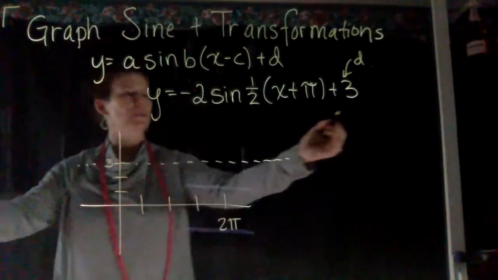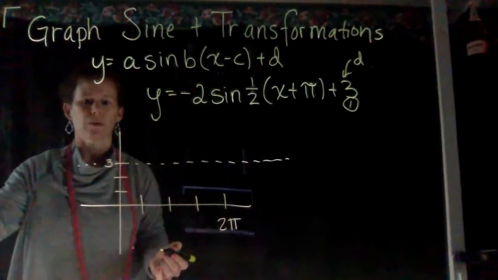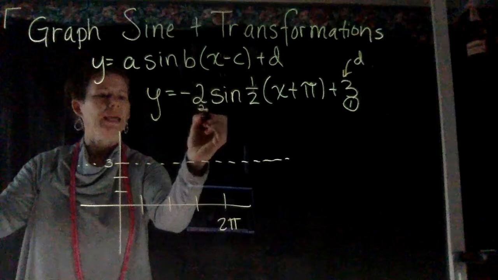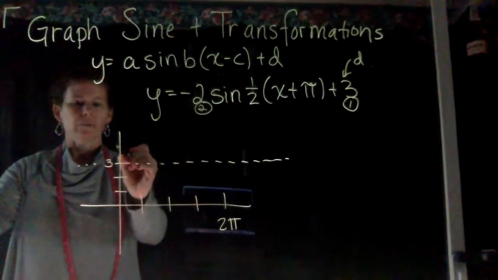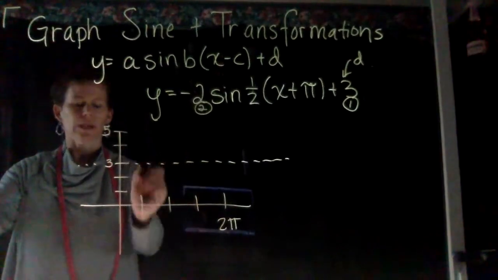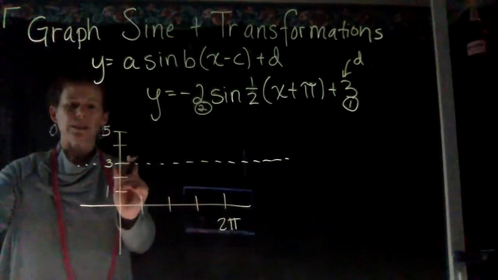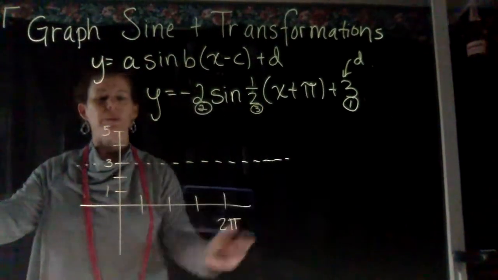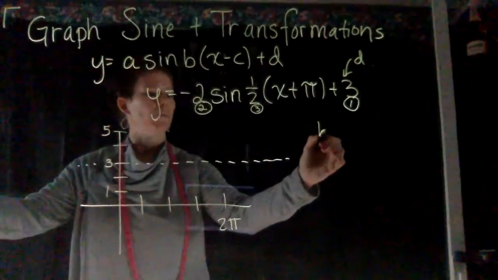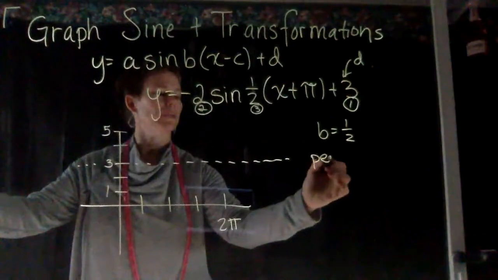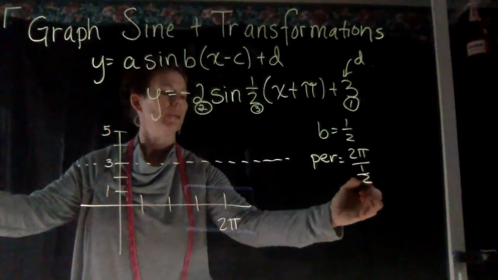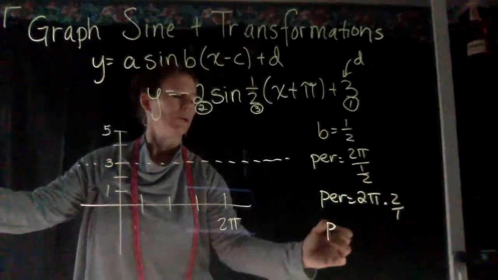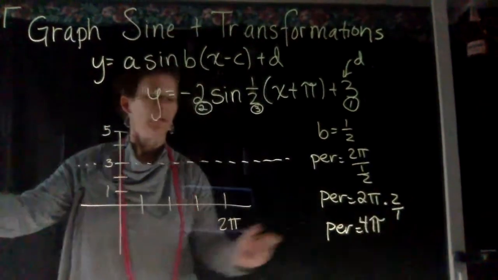So this is step 1, to do your shift of your midline. You can do it in whatever order, but this is the order that works well for me. I'm going to go to my A value as my second step. So I'm going to be up at 2, which is at 5, and down there. But don't put any points there yet because we are reflecting and we are shifting. Step 3, I'm going to think about my B value so that I can figure out my period. If B is 1/2 and my formula is period equals 2 pi over B, then I am multiplied by the reciprocal, which is going to give me a period of 4 pi.